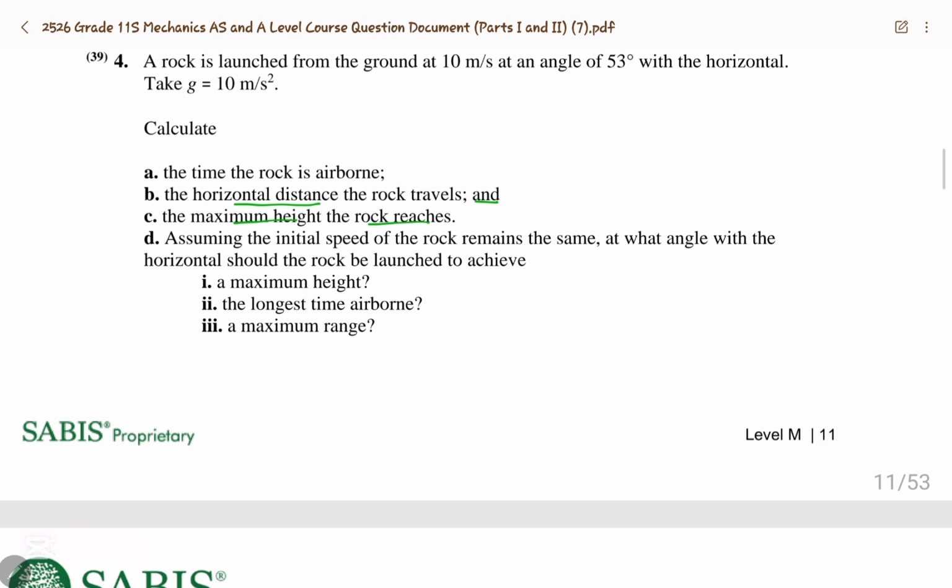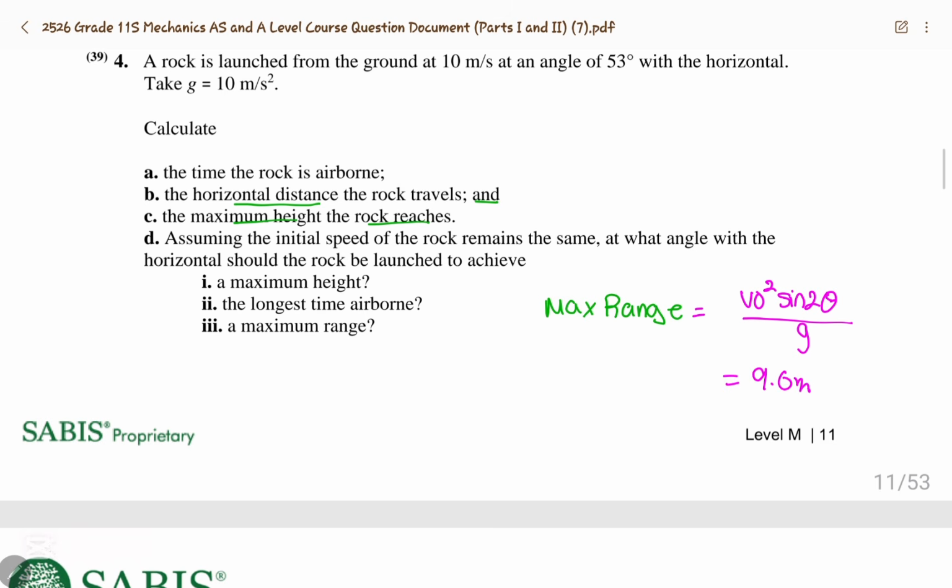Or you can use the maximum range equation. Why? Because the maximum range is the horizontal distance that it travels from the time that it starts to the time that it is on the ground, okay? What is the equation for the maximum range? It is v0 squared sine 2 theta over g. So it's going to be 10 squared times sine 2 times 53 divided by g, which is 10. So I also got the same answer, 9.6 meters.